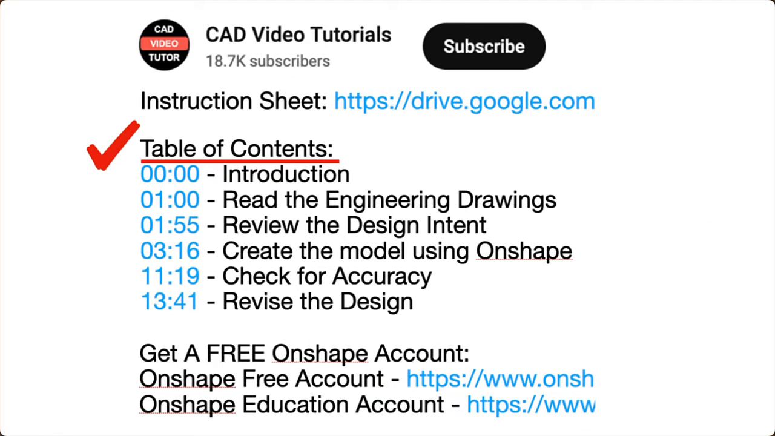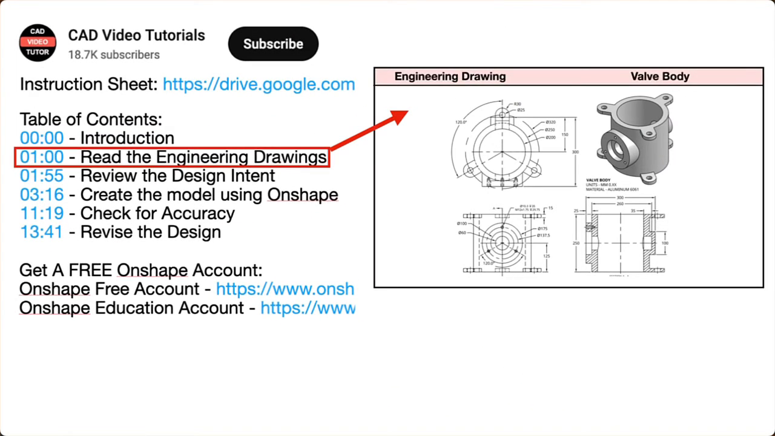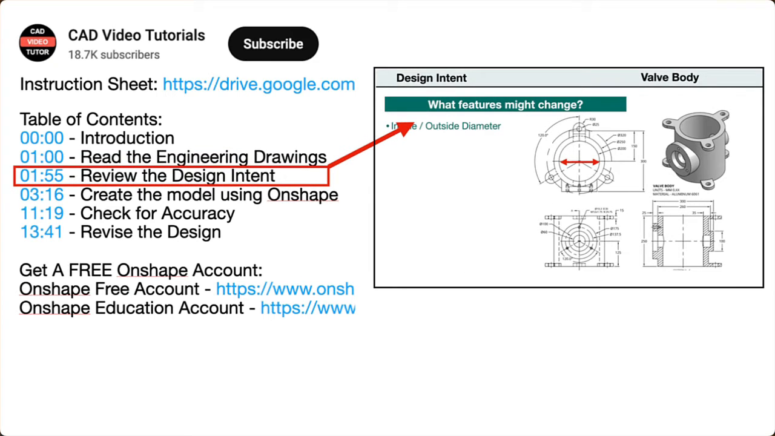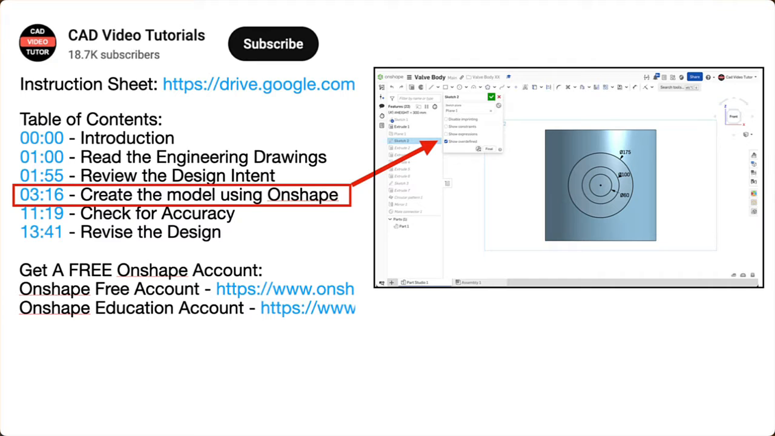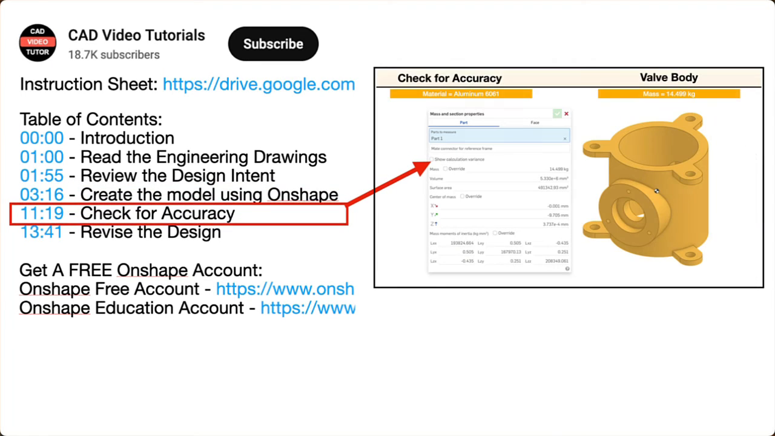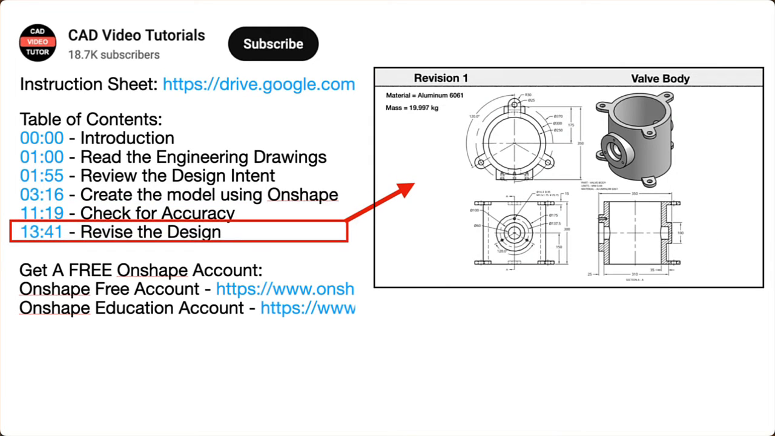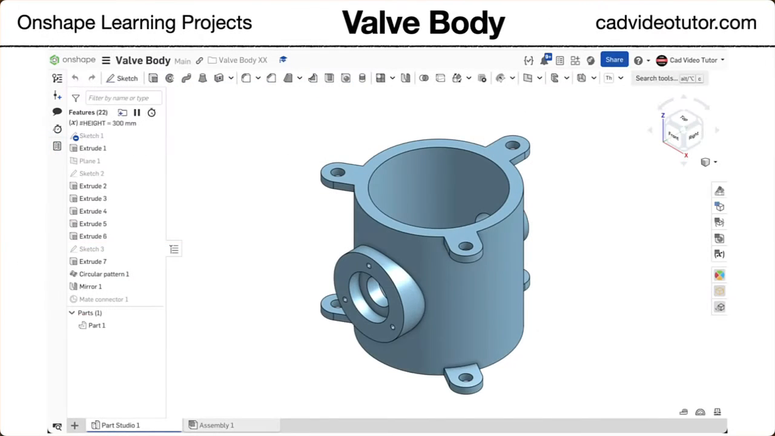The video instruction is organized into 5 segments. In segment 1, you will read the engineering drawings. Segment 2 will establish the design intent. In segment 3, you will create the part model using Onshape. Next, you will check the accuracy of your model by checking its mass properties. Last, you will check the design intent by making changes to the model to see if it will update correctly. Now you are ready to begin the project.